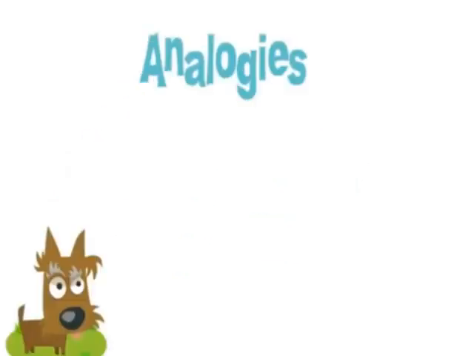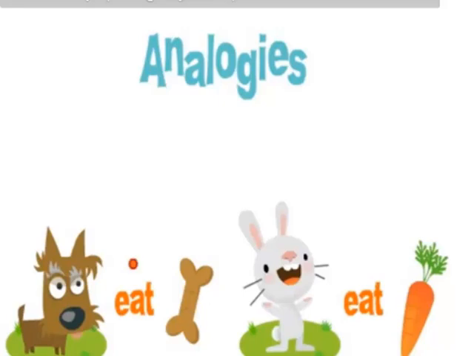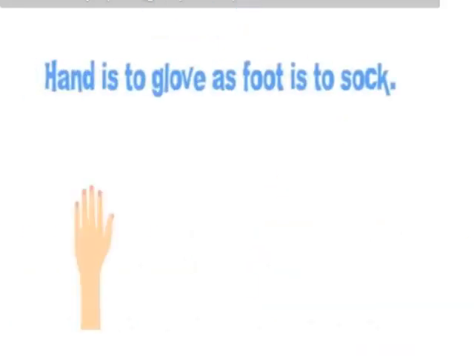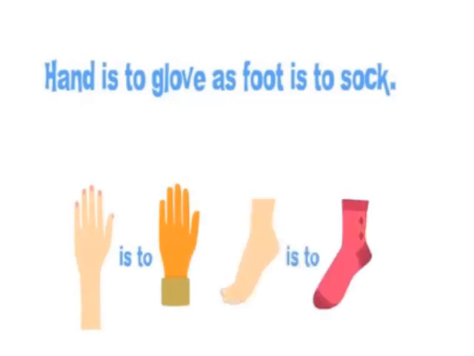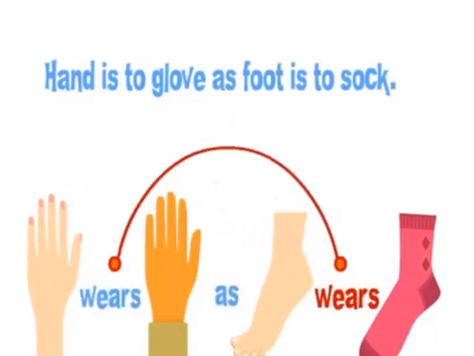Analogies can also relate information by comparing two unlike things. For example, analogies. Analogies are statements that compare or contrast ideas that seem to have no relationship, but really do. Let's look at an example of an analogy. Hand is to glove as foot is to sock. Huh? Okay, let's look closer. Let's try saying it like this. A hand wears a glove the same way a foot wears a sock.